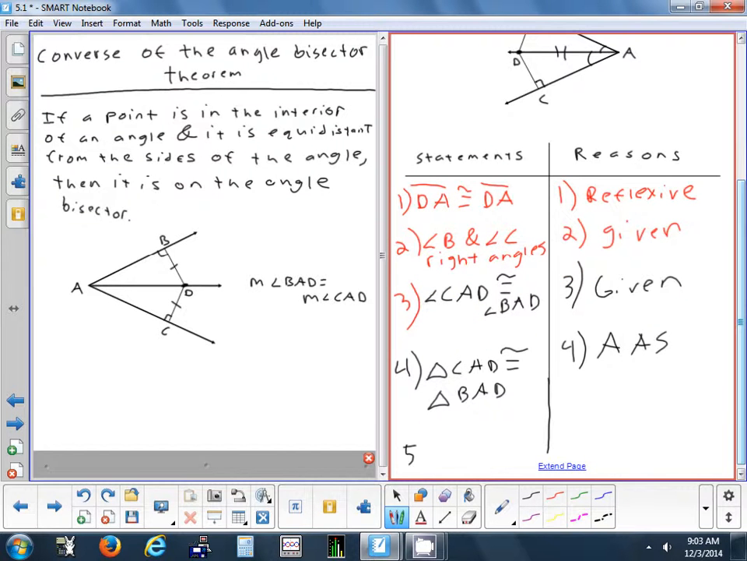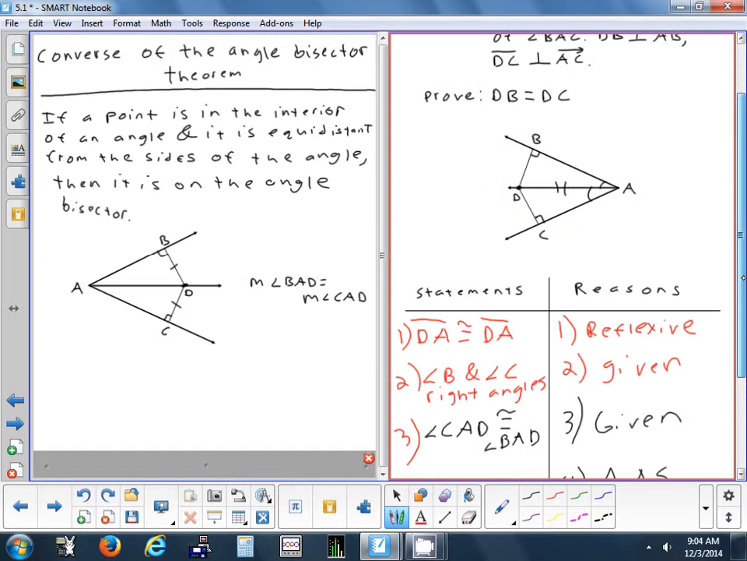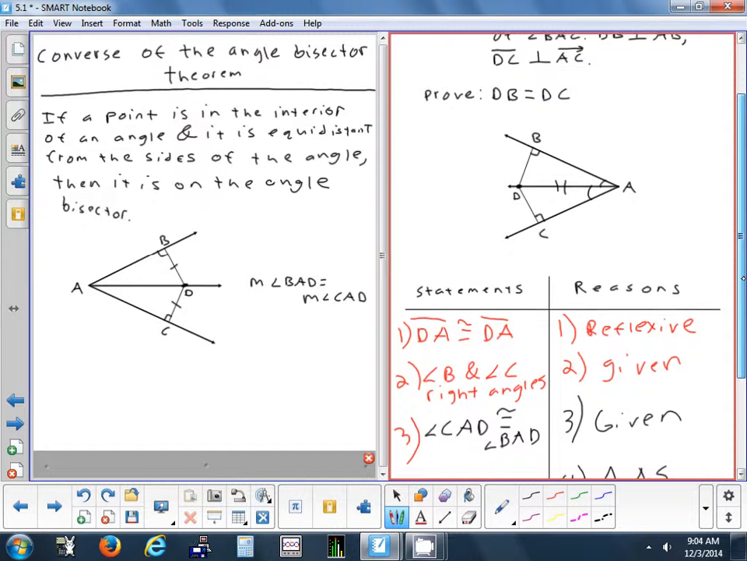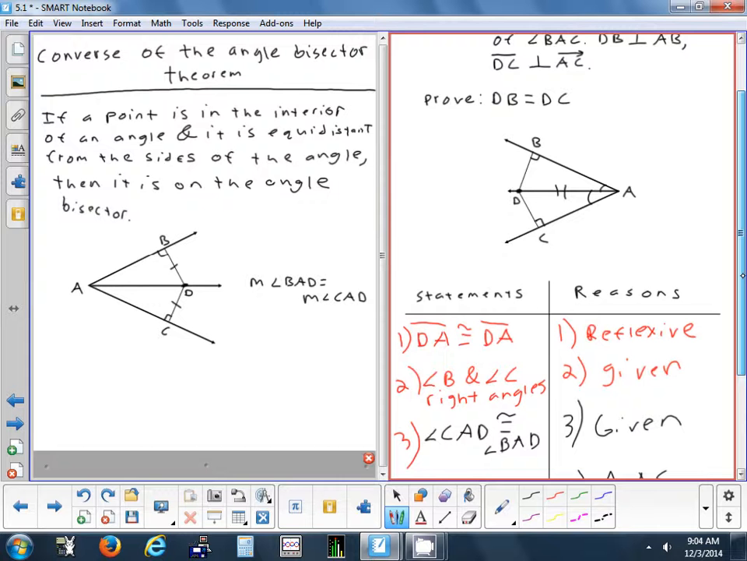Right, and my last part. I think now we have it, DB and DC. Okay, is that a measure that they're talking about here, or is that congruence? That's a measure, so we got to say the congruence first, then we can say the measure.